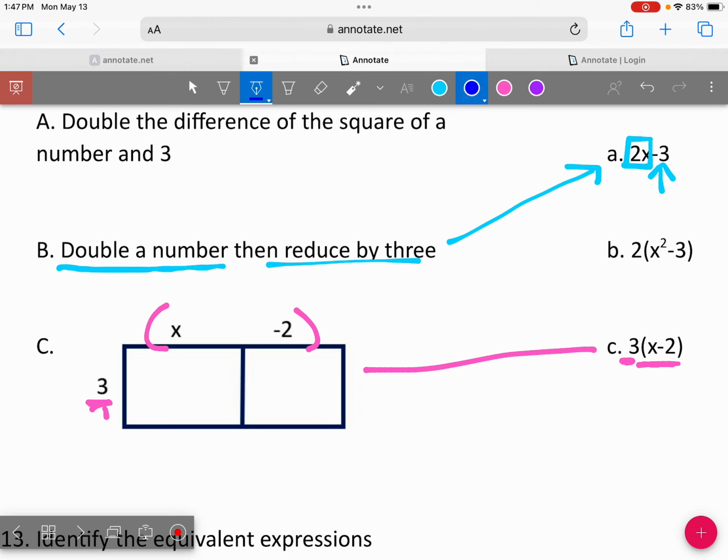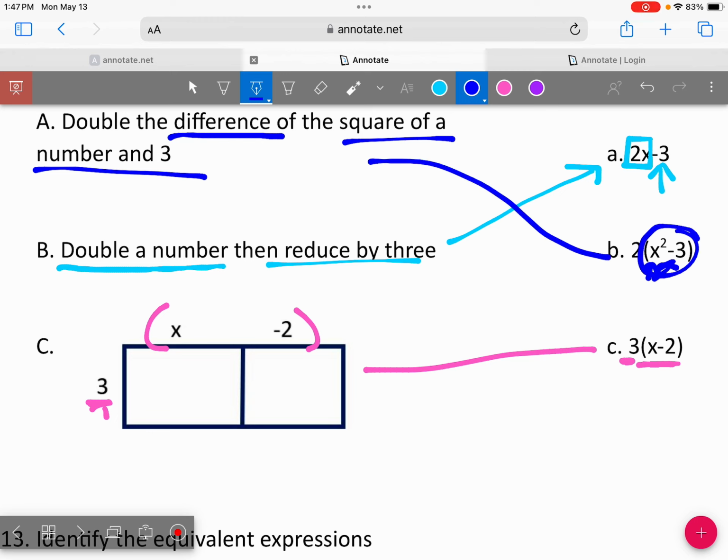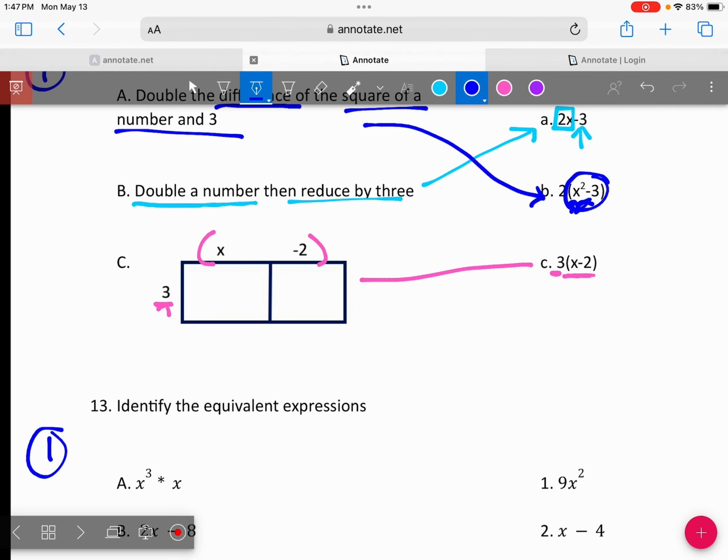And A is the most complicated. We've got double the difference of, so that means the difference is going to be in a set of parentheses. The square of a number, that's my x squared, and 3, that's this guy. So we're doubling this difference, is how I know that A goes with little b. Okay, so it's a matter of finding the teeny tiny pieces that match up.